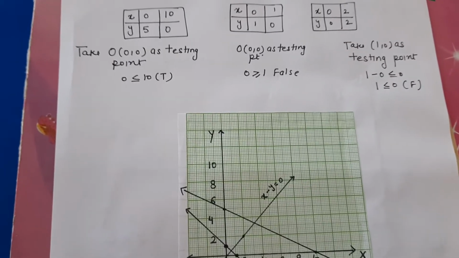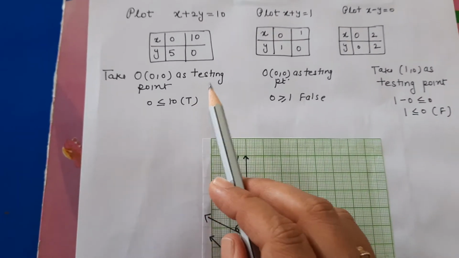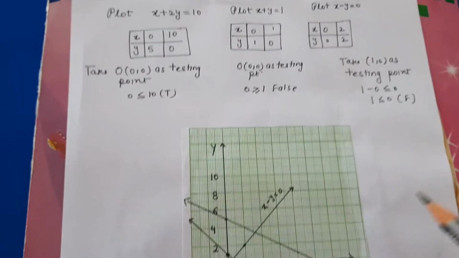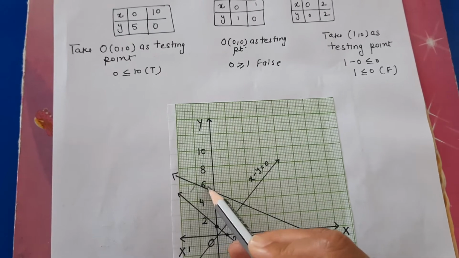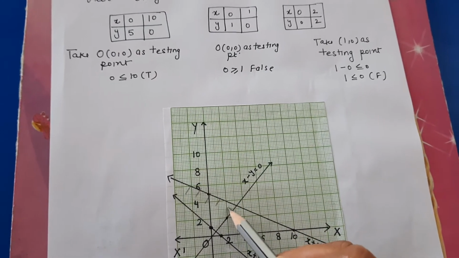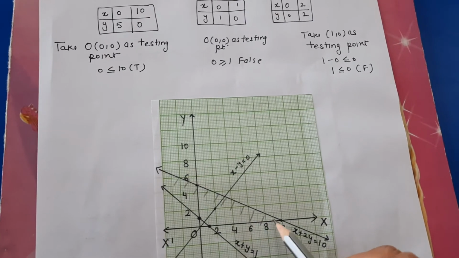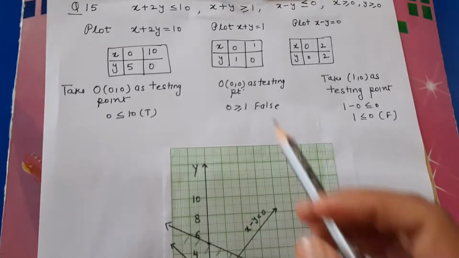Now find its shaded region. Take 0, 0 as testing point. 0 less than or equal to 10. True? If it is true, its region will be towards the origin. This is your first line and its region is towards the origin. Then come to second line.